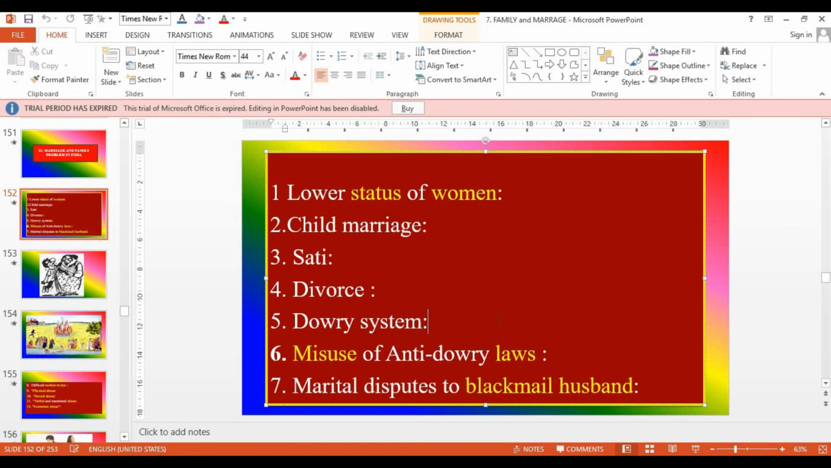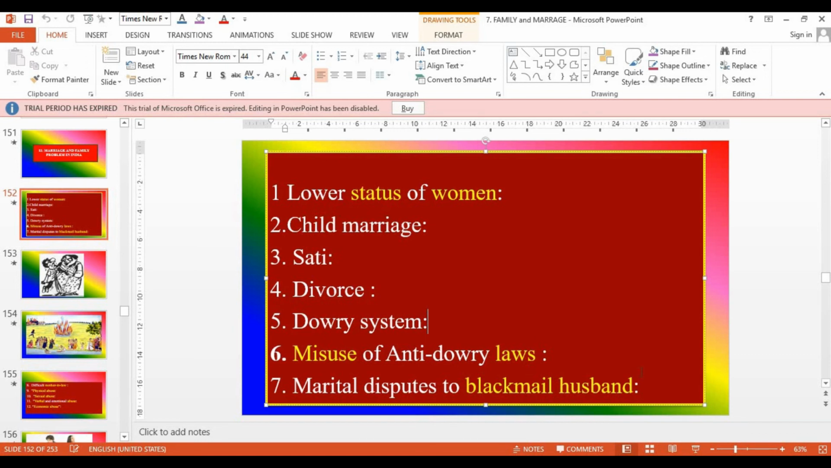Sixth one, misuse of anti-dowry laws. Dowry laws have been favorable to women, so women may misuse that law. Seventh one, marital dispute to blackmail husband. Which means in modern families, the husband is blackmailed by his own wife by using legislation, for example, misusing the Dowry Prohibition law.